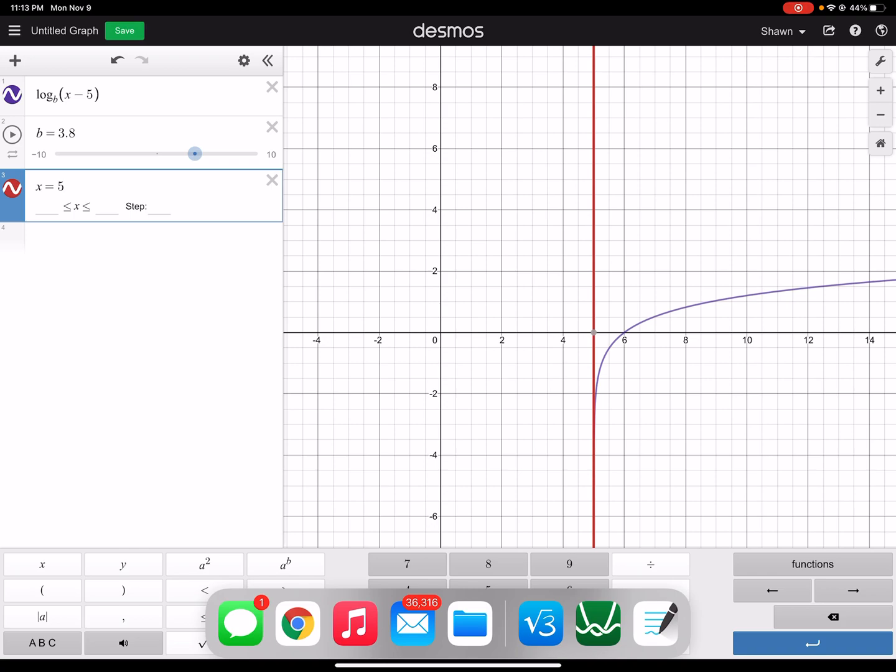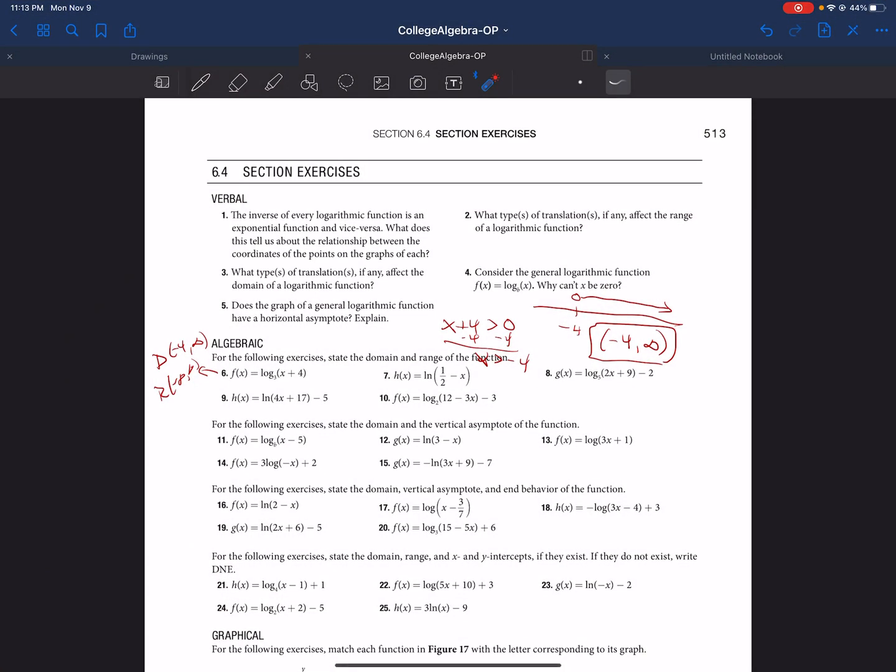And we figured that out when we looked here. We said we want x minus 5 greater than 0. If we add 5 to both sides, we would want x greater than 5. x greater than 5 means at 5, we would put a dot and shade to the right. So that would be 5 to infinity.